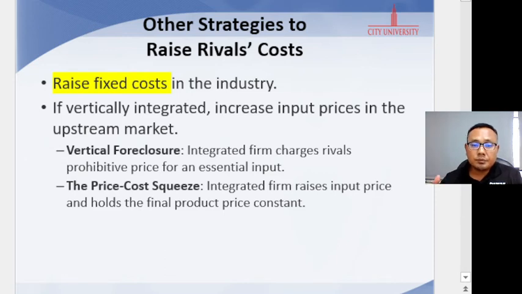While vertical foreclosure may be profitable in some instances, it is not always the most profitable strategy. In particular, by charging an input price so high that it drives non-integrated firms out of the market, the vertically integrated firm forgoes upstream profit from the sale of the input. So vertical foreclosure is profitable only when the higher profit earned in the downstream market due to increased market power more than offsets the profit loss in the upstream input market.